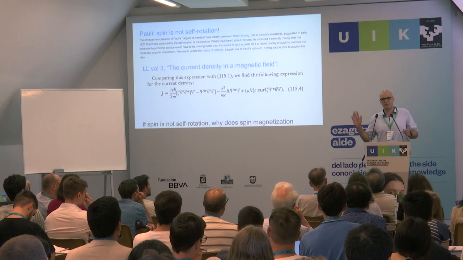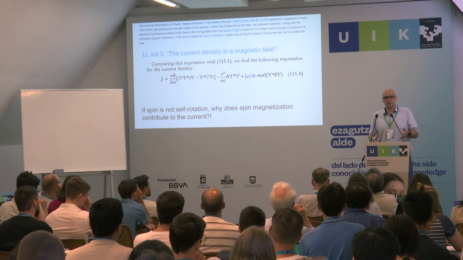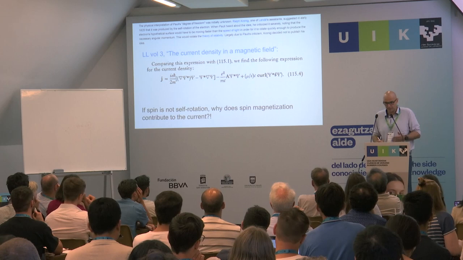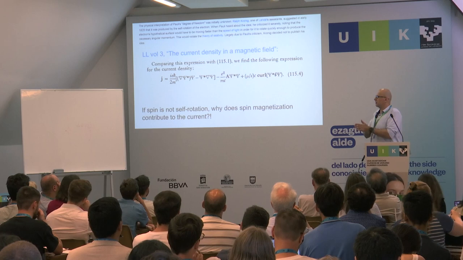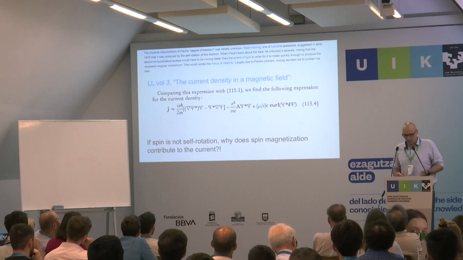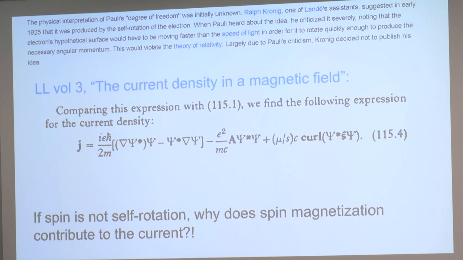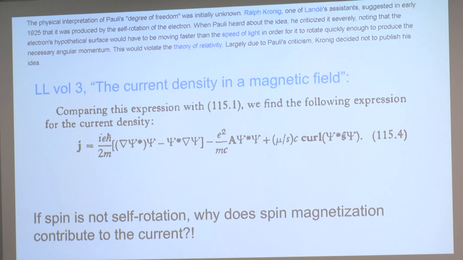Other people basically figured out the angular momentum thing. I'm not going to argue with the fact that spin is not self-rotation. But then you go to a famous textbook, Landau-Lifshitz, volume 3, quantum mechanics. You go to the section called motion in magnetic field, a chapter on current density in magnetic field. And what you see there is the expression for the current density, which contains the piece that you very well know, the diamagnetic part, proportional to the vector potential. And then there is this other term, and this is nothing but the curl of spin magnetization. You see what I'm saying, right?